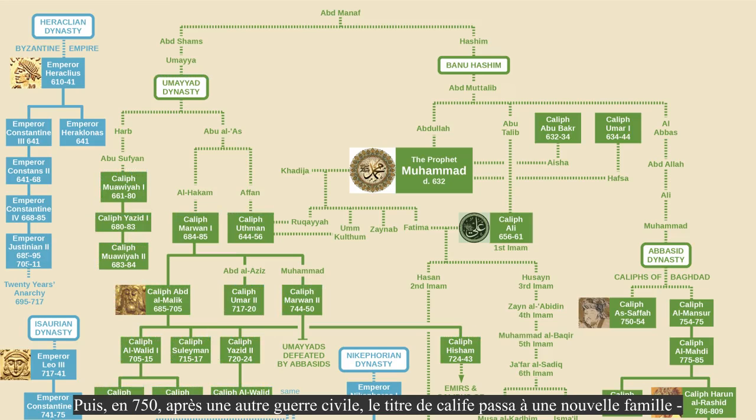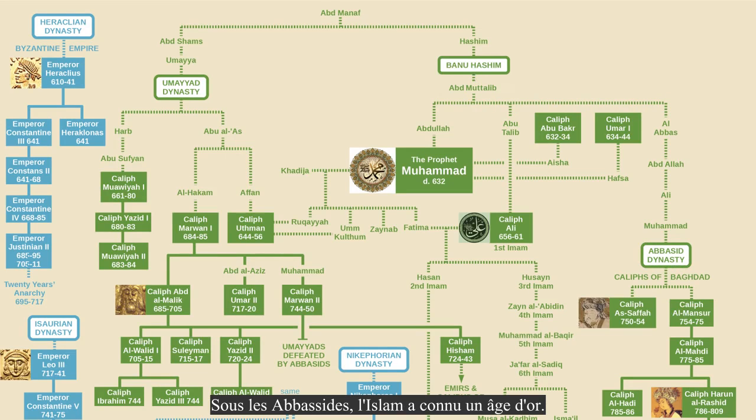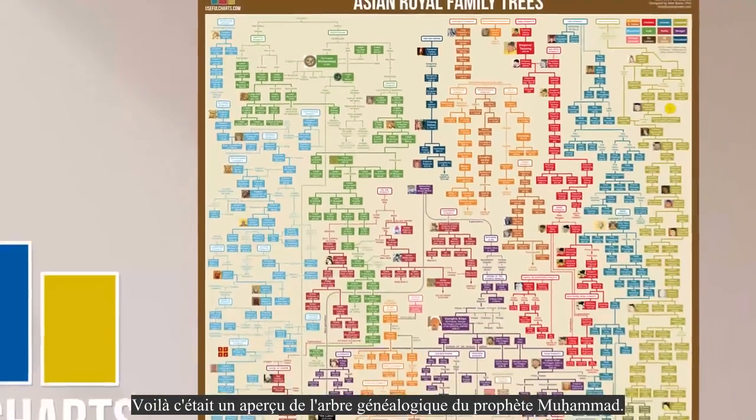Then in 750, after another civil war, the title of Caliph passed to a new family, the Abbasids, who were descendants of Muhammad's uncle Al-Abbas, and hence members of the Banu Hashim clan. Under the Abbasids, Islam experienced a golden age. So that was a look at the family tree of Prophet Muhammad.